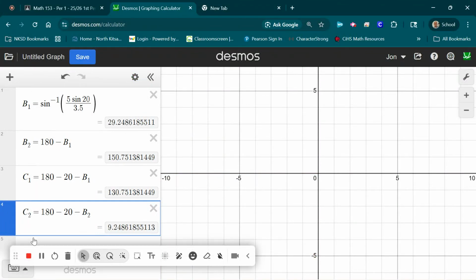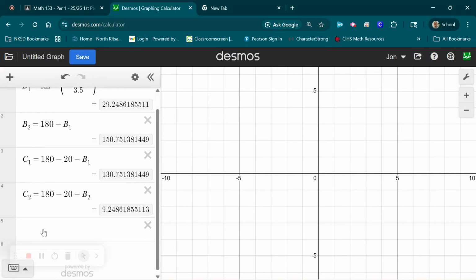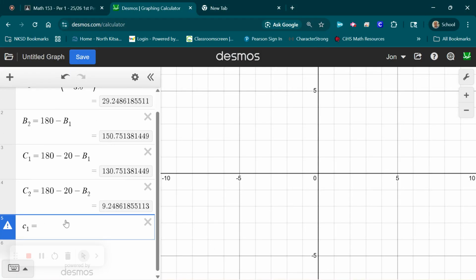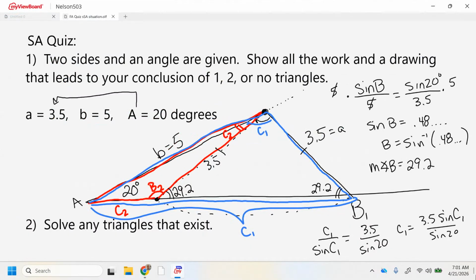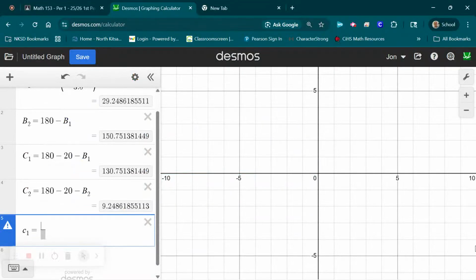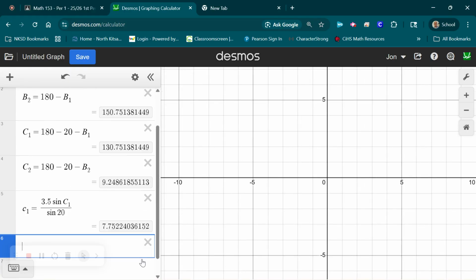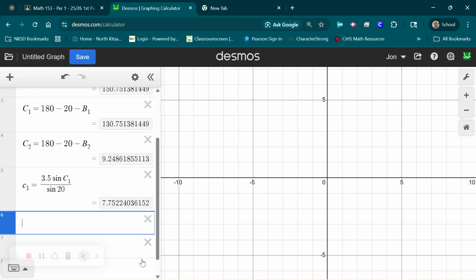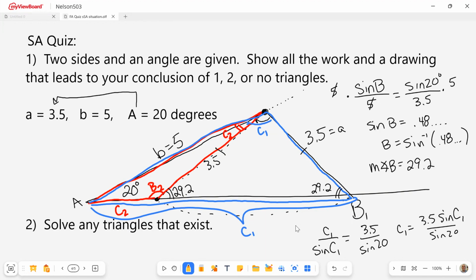Okay, so let's jump over here and put that in right here. So let's see, what did I say? C1 equals fraction bar, 3.5 sine C1 over... what was it over? It was over sine 20. Okay, so there's my C1 value right there, 7.75-ish. Now I'm going to go for my C2 value, and the nice thing about that is I can just copy and paste this and then change my C1 to a C2. Okay? I hope I'm making this clear. I've now found all the parts of this triangle.